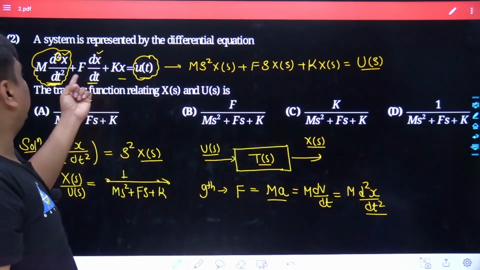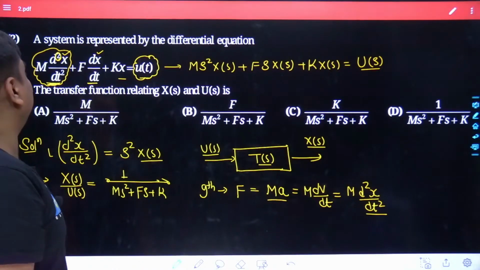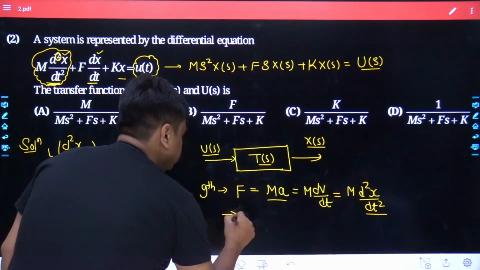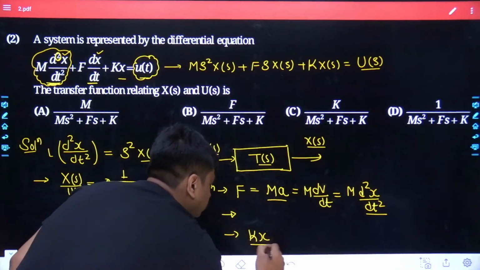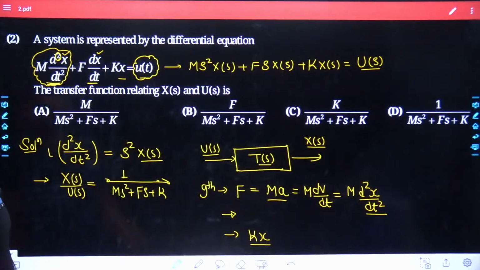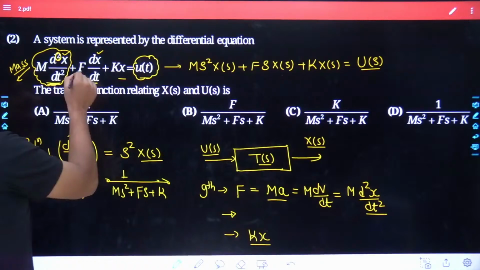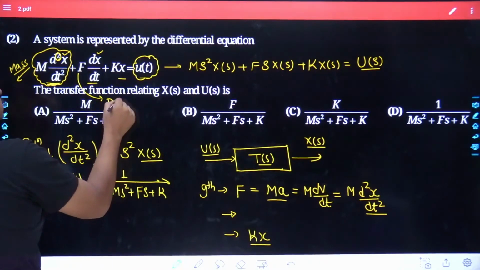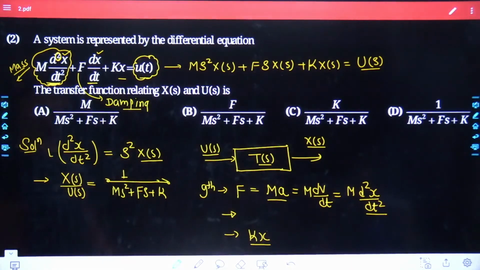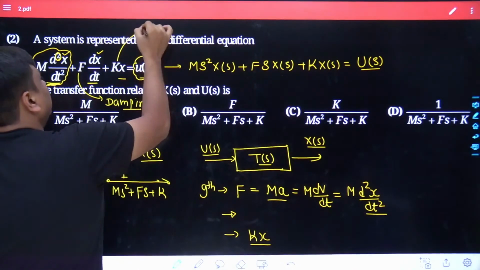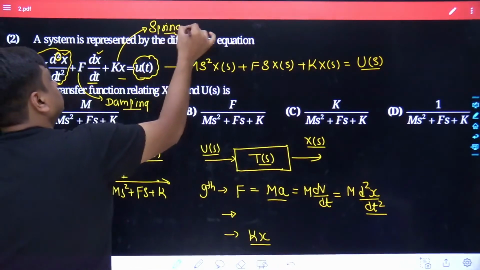Not only that, in the same sequence, it's F dx by dt. And similarly the kx. So this has been the component of mass. This has been the component of damping. Anyways, the last topic is going to be this topic only. There I would be discussing a bit about the mechanical modeling, and here it's going to be a spring system.